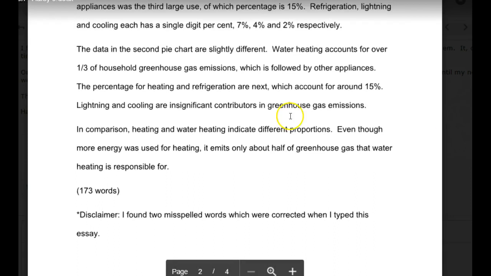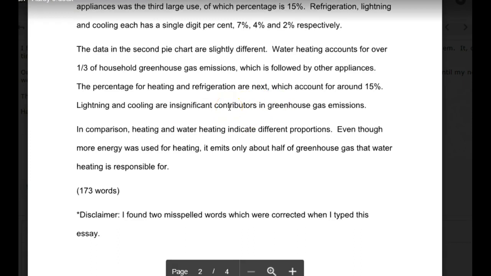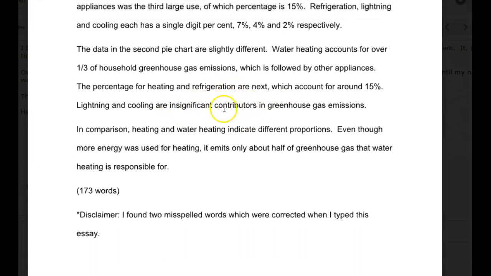Lighting, watch this. It's not lightning. Lightning is the bolts that come from the sky when there's a thunderstorm. Okay, so lighting and cooling are insignificant contributors to greenhouse gas emissions. All right, but this is a really nice expression here. In comparison, heating and water heating indicate different proportions. Even though more energy was used for heating, it emits only about half of the greenhouse gas that water heating is responsible for. Okay, it's very nice. I like this quite a bit.